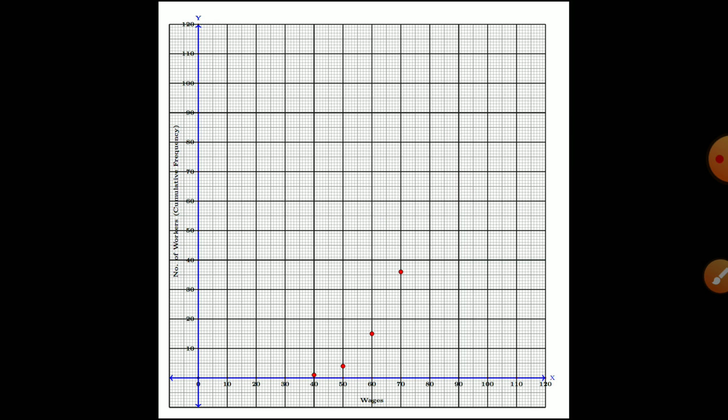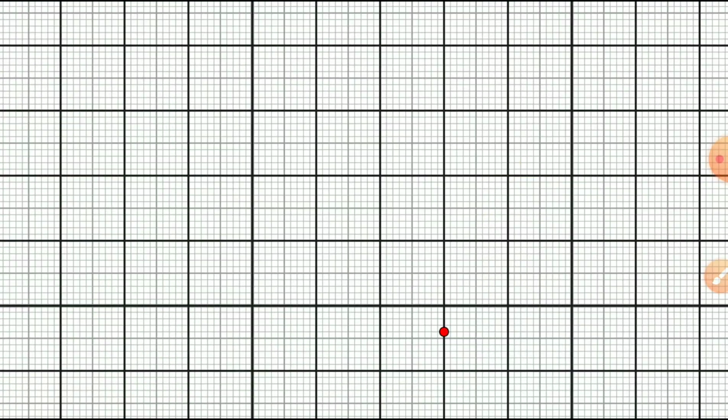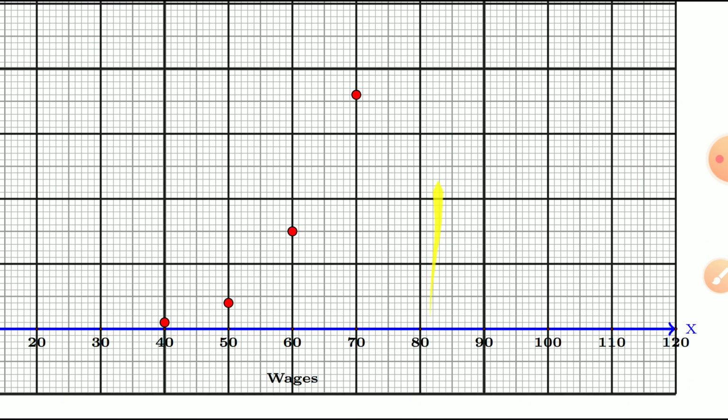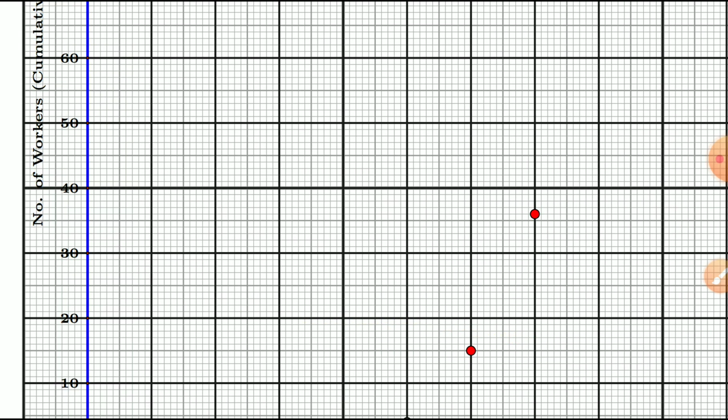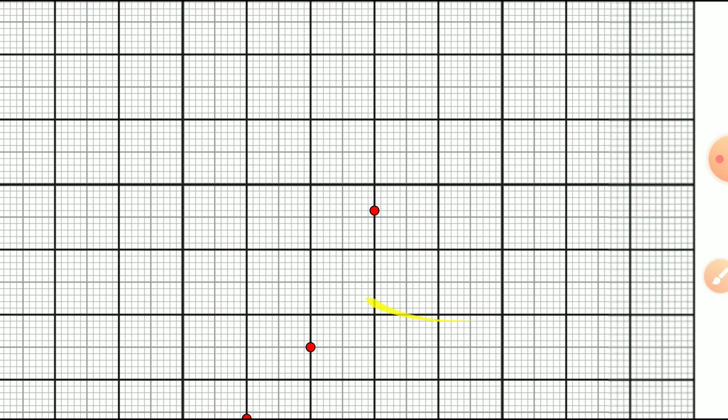So 70, 36. You can observe this point, it is corresponding to 70 and it is corresponding to 36 also. Okay, one above thirty-five. Okay, so in this way.